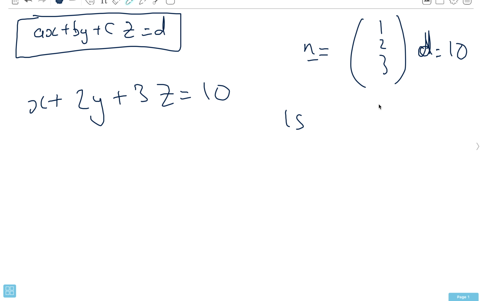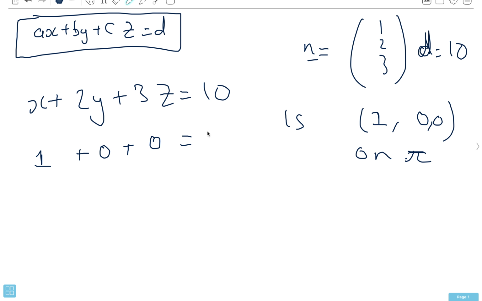Is the point 1, 0, 0 on the plane pi? If I put 1 in, then I have 1 plus 2 times 0 plus 3 times 0, and that equals 1, which does not equal 10. So this point is not on the plane.